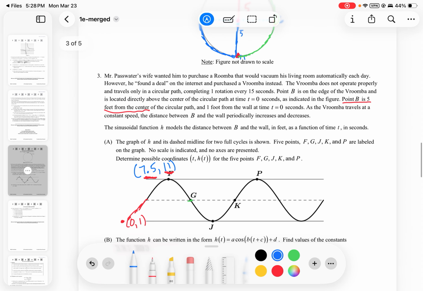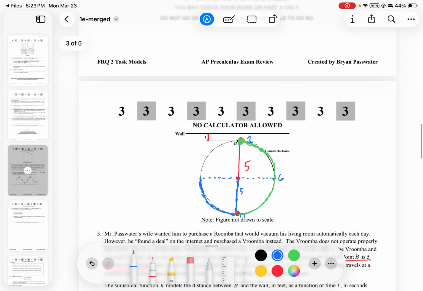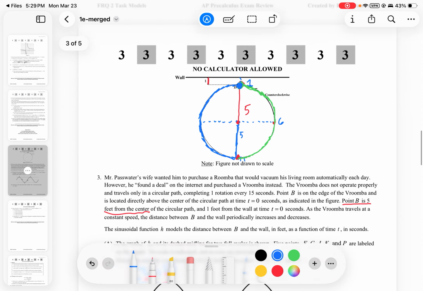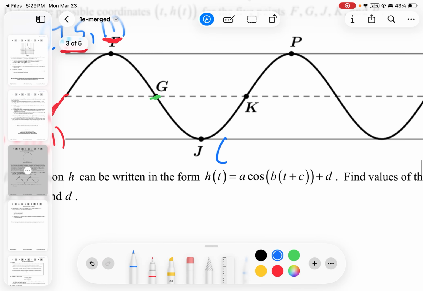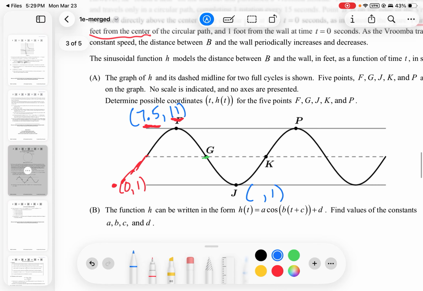Actually, sometimes it's easier to fill out the mins and the maxes first. So let's continue all the way around the circle until we get to here. Now I'm at the minimum distance from the wall, which is 1. So I know point J is something, 1. I went halfway around the circle, so this should be 15, 1. Then another 7.5 seconds to reach another max: 22.5, 11. So what's in between these?